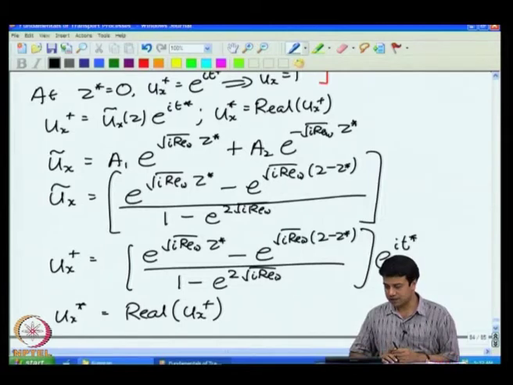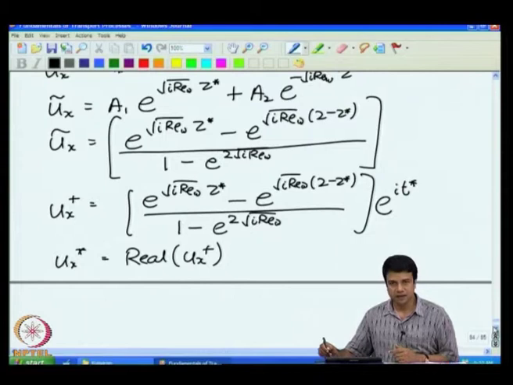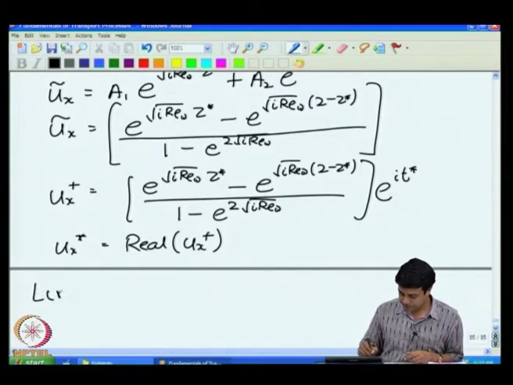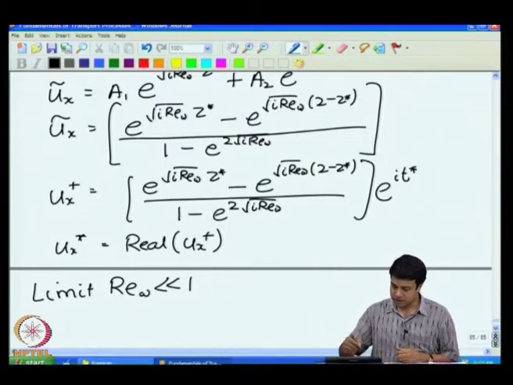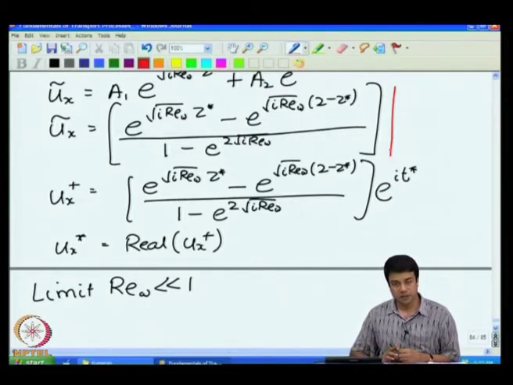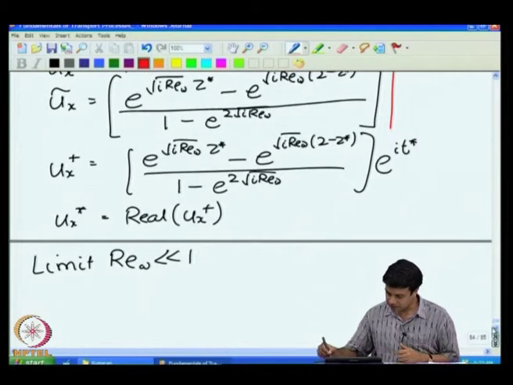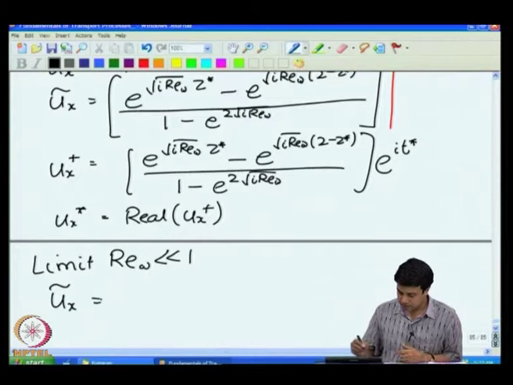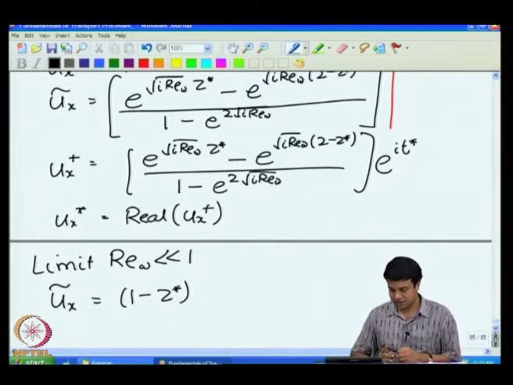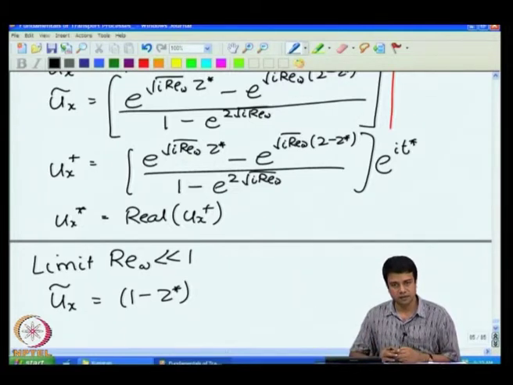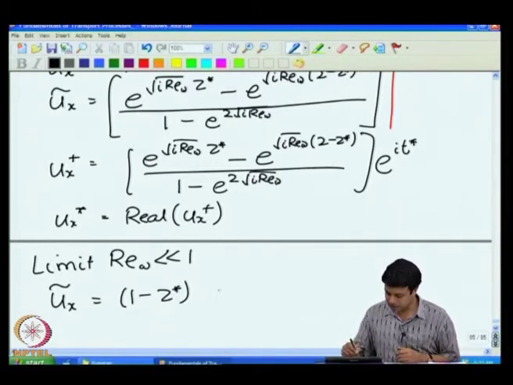However, in order to get a physical understanding, it makes sense to first look at limiting cases. The first limiting case is the limit Re omega small compared to 1. In this limit, you can actually take this velocity profile and do an expansion in the small parameter Re omega. The leading order term will be identically 0 and then you will get a first correction, and that first correction will be of the form u x tilde is equal to 1 minus z star. So, that will be the first correction that you get when you do an expansion in the limit of Re omega small compared to 1. This implies that u x plus is equal to 1 minus z star e power i t star.